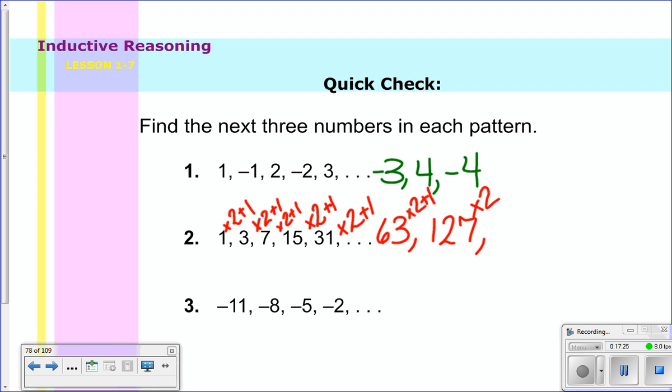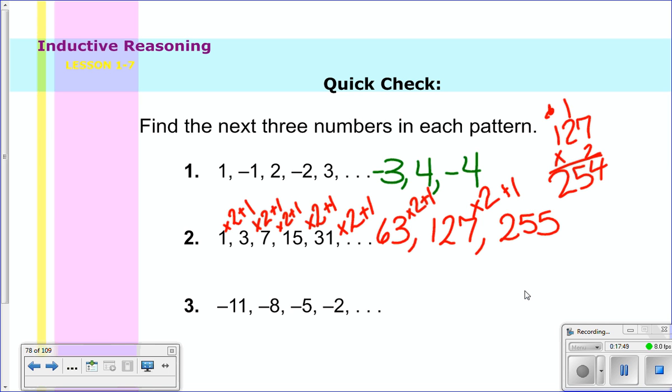127 times 2, well, let's double check on that one. 7 times 2 is 14. Oops, I don't need that. 254, but plus 1 is 255. So that's what you should have had for number 2. And maybe you noticed a different pattern. Maybe you saw it a different way. As long as you got the same numbers, it works.